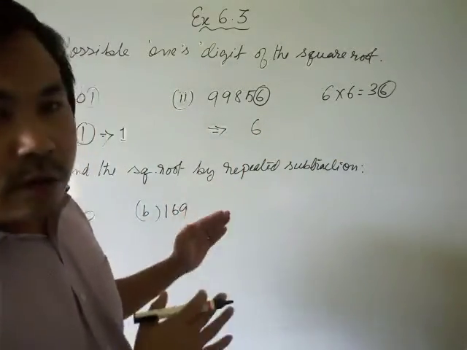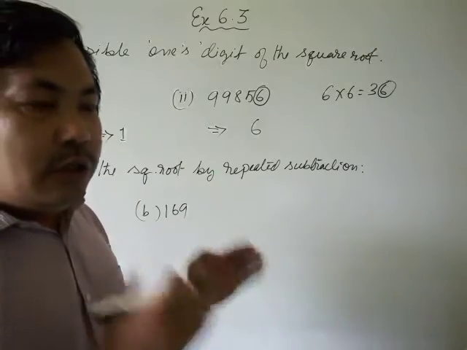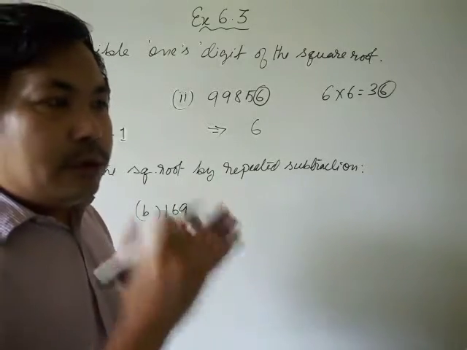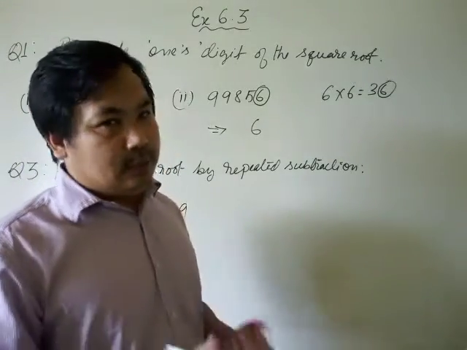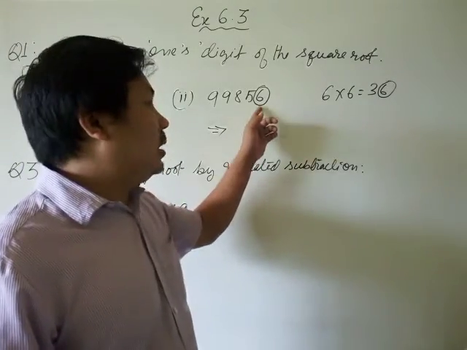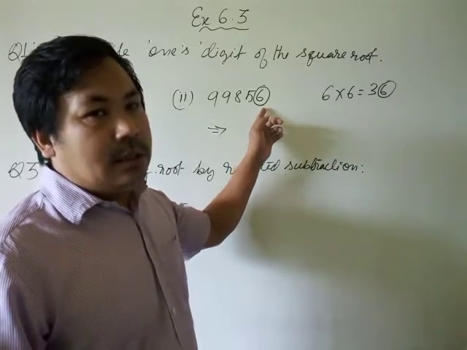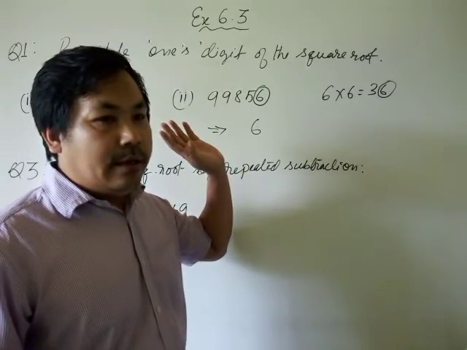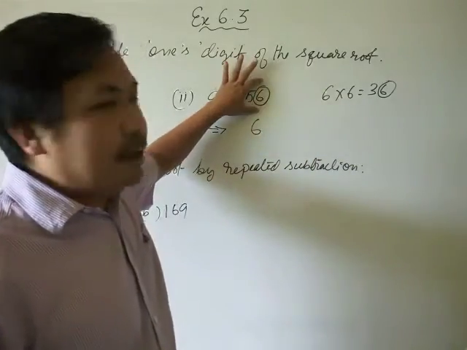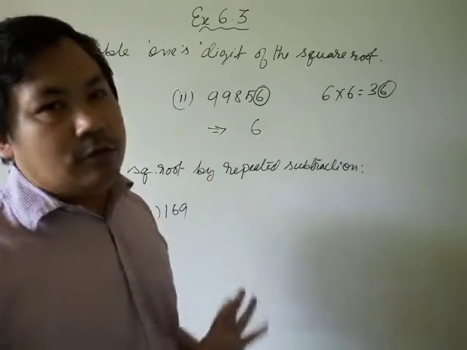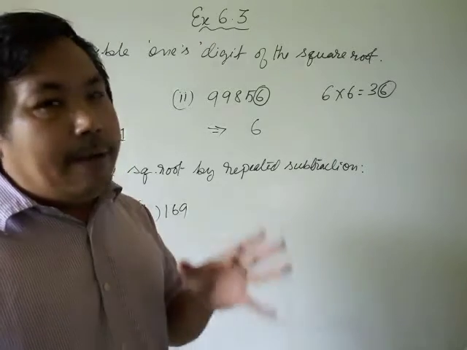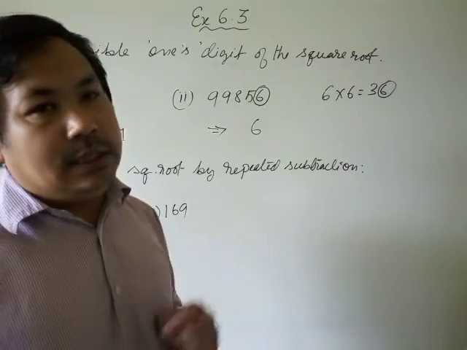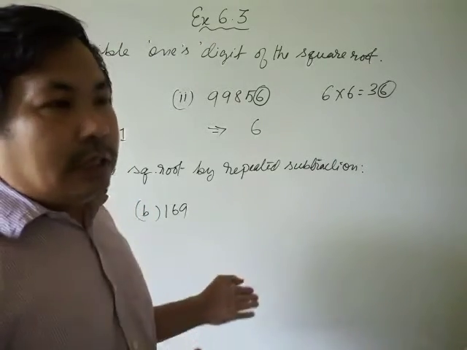Not that 6 is the square root, but 6 is the possible number that will be the last digit of the square root. That's all. How do we find out? We just take the square of the last digit. 6 into 6 is 36. For example, if there is 4, then 4 into 4 is 16, again 6 will be the last digit. If it is 5, then 5 into 5 is 25, so 5 is the possible number in the ones digit, like this. Okay, clear? So let us go to question number 2.